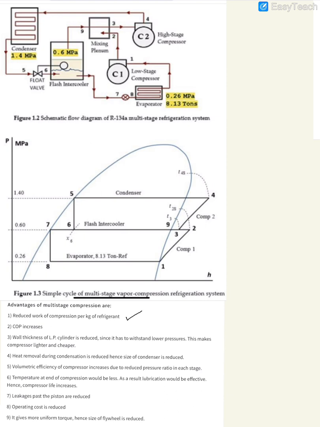So what does this mean? If we compress it in a single stage, let us say from 1 to 4 dash, the compressor work would be H4 dash minus H1. But if you compress it in two stages, that is from 1 to 2, and then there is intercooling, and then from 3 to 4, the compressor work reduces. That is the advantage of multistaging.